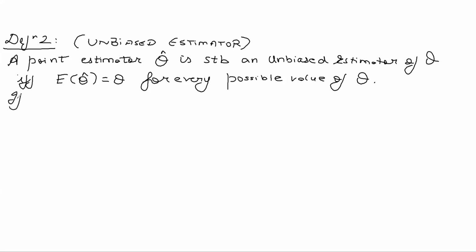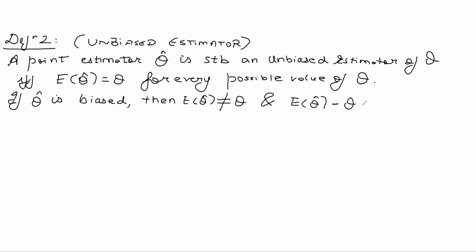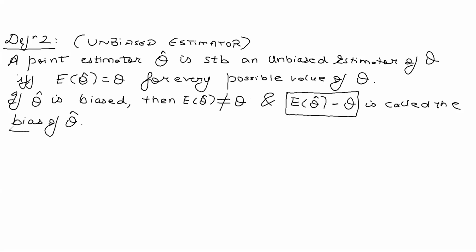However, if theta hat is biased, then expected value of theta hat is not equal to theta, and expected value of theta hat minus theta is called the bias of theta hat. So when the point estimator is biased, expected value of theta hat will not be equal to theta, and expected value of theta hat minus theta will be called the bias of theta hat.